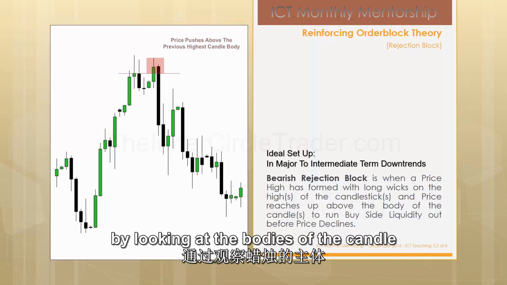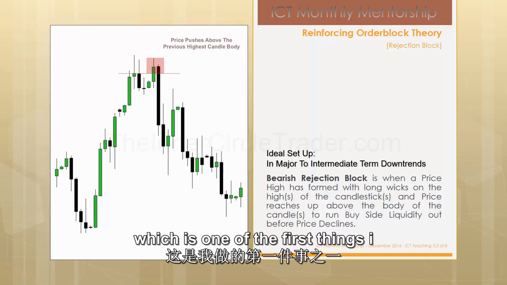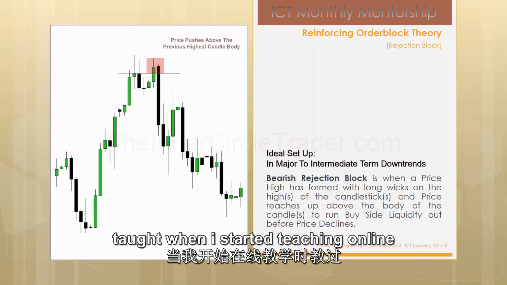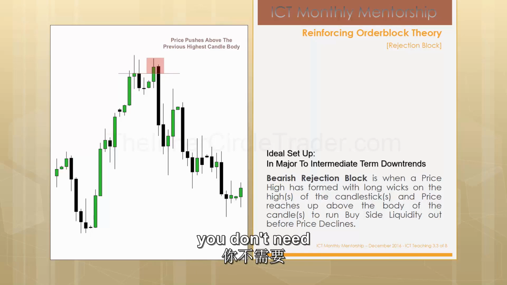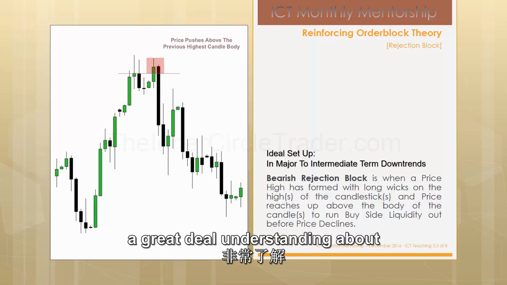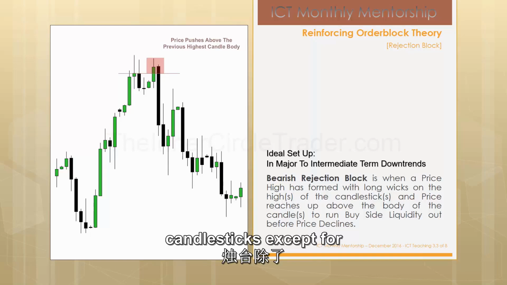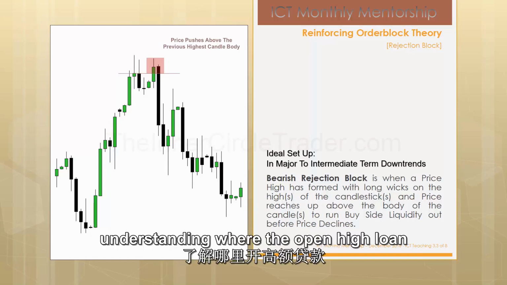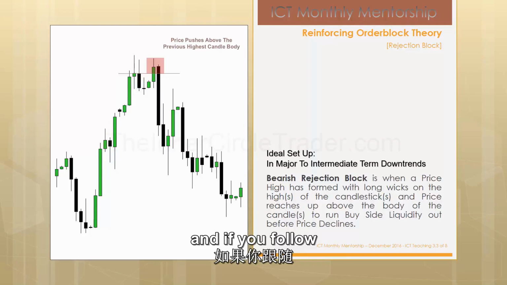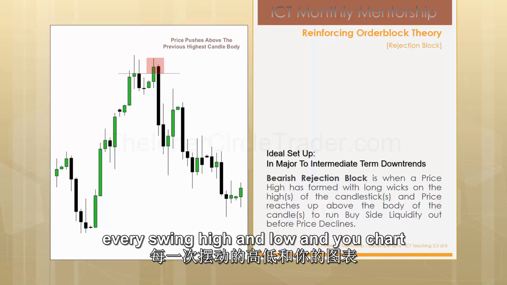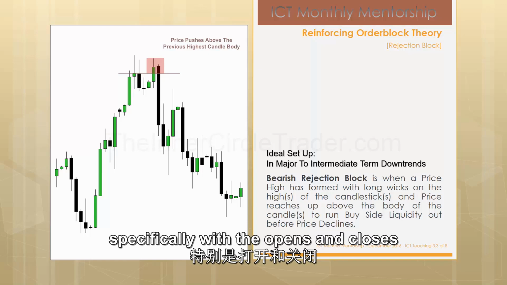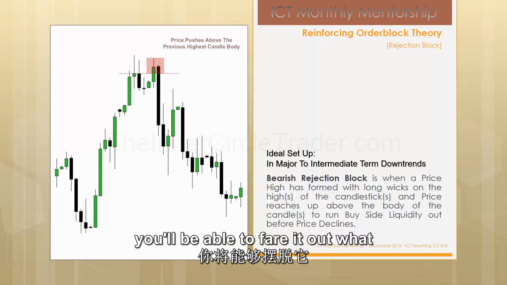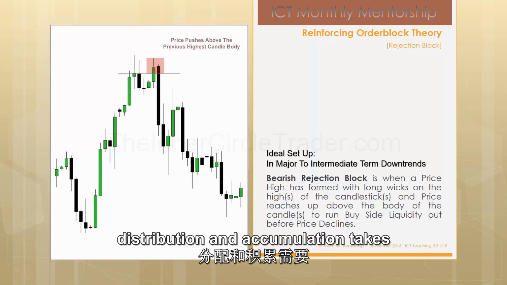By looking at the bodies of the candles, which is one of the first things I taught when I started teaching online how the foreign exchange market operates, you don't need a great deal of understanding about candlesticks except for understanding where the open, high, low, and close is. And if you follow every swing high and low, and you chart the open, high, low, and close, and you deal specifically with the opens and closes, you'll be able to ferret out what distribution and accumulation takes place at these turning points.